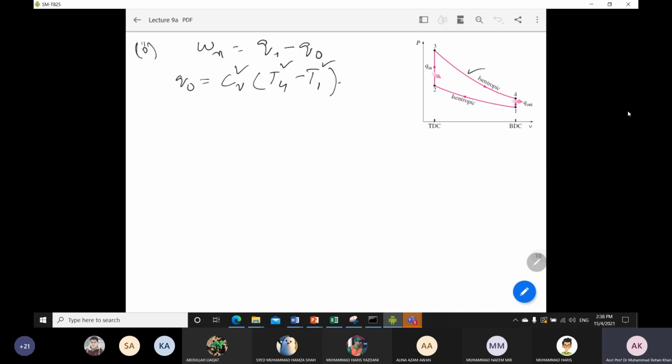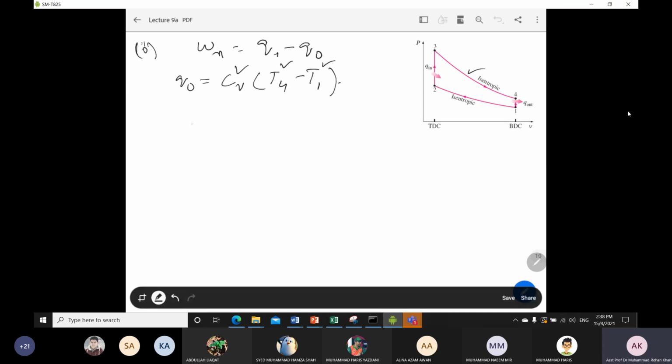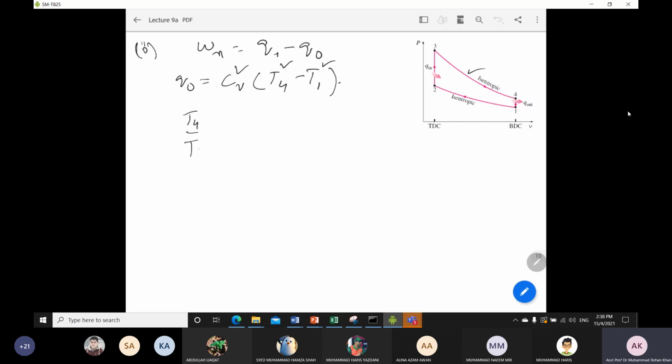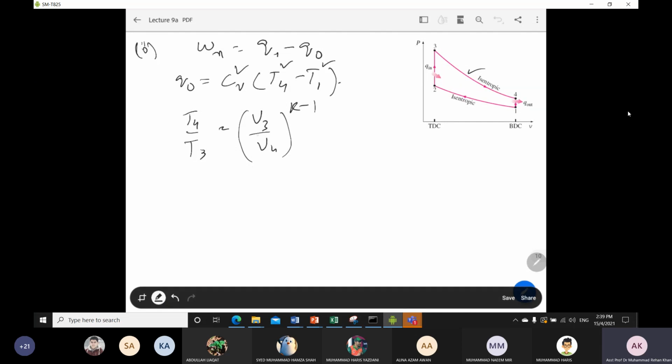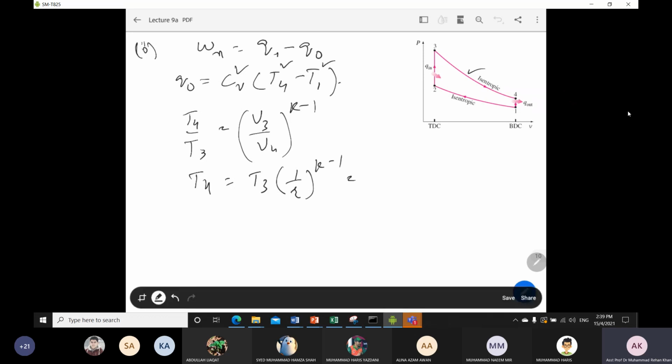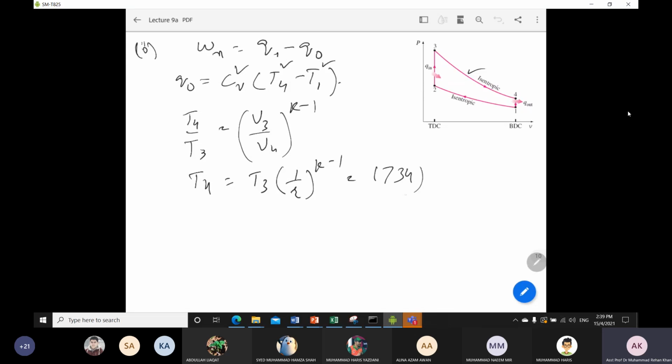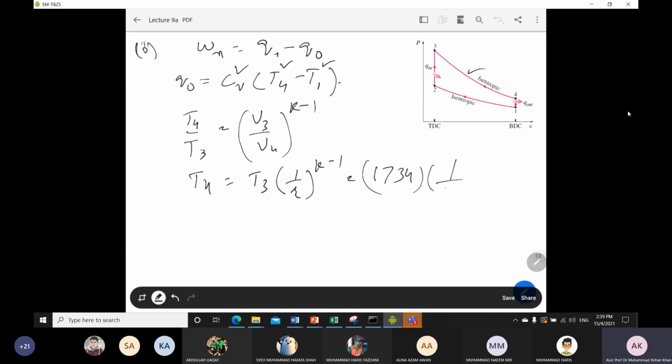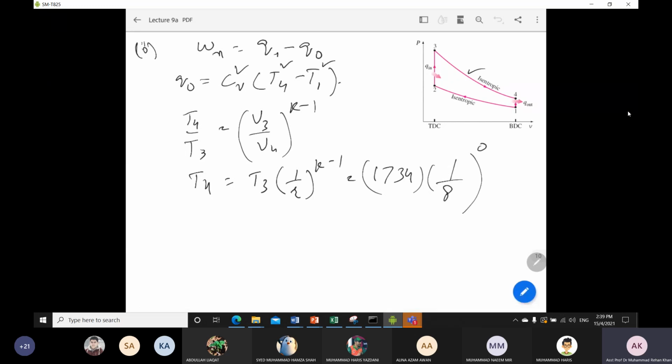It is an isentropic process from 3 to 4, and the relation applicable for the isentropic process is T4 over T3 equals (V3 over V4) to the power k minus 1. This relation is valid, and V3 over V4 is equal to 1 over r, which is your compression ratio. So T4 is equal to T3 times (1 over r) to the power k minus 1. T3 is known to you from the previous state, 1734 Kelvin. The compression ratio r is given in the question, and k minus 1 is equal to 0.4. If we solve it, we will get 755 Kelvin, which is your temperature at 4.